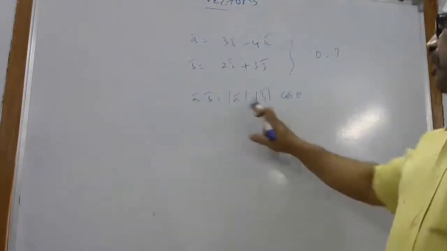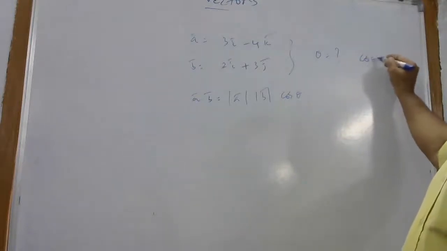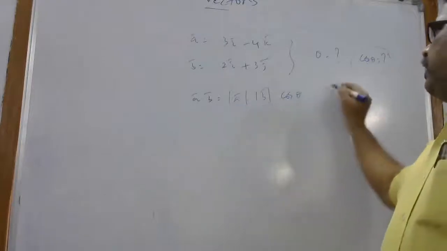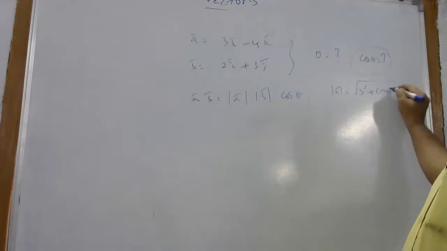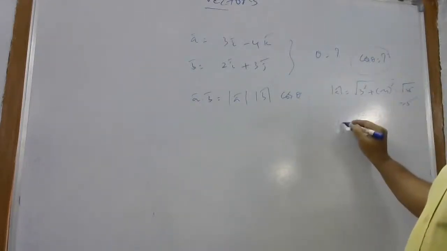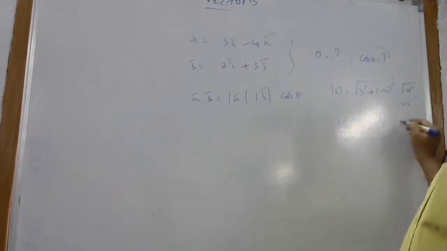So A bar dot B bar is equal to mod A bar, mod B bar, cos theta. I am asking the angle between them. I want to know theta, which means I will find cos theta, then I can find theta. Now mod A bar is root over 3 square plus minus 4 whole square, which is equal to root 25, which is equal to 5. Mod B bar is root over 2 square plus 3 square, which is equal to root 13.